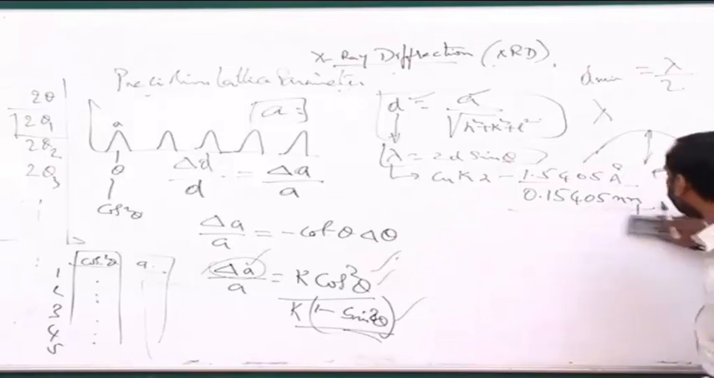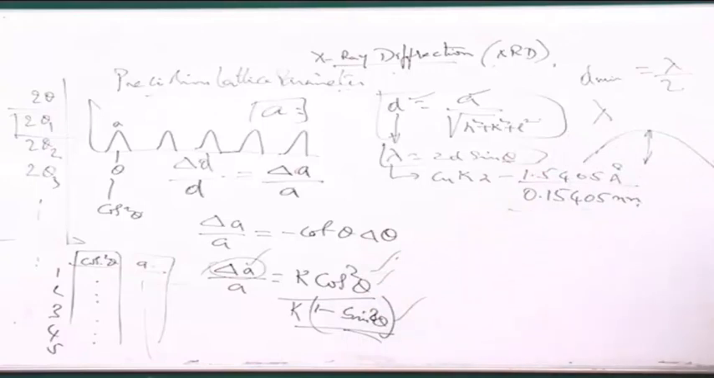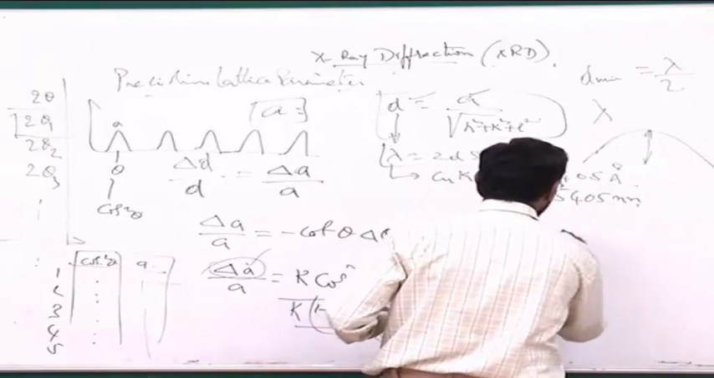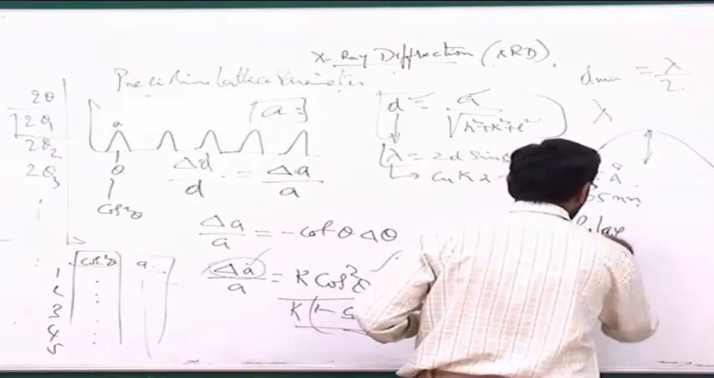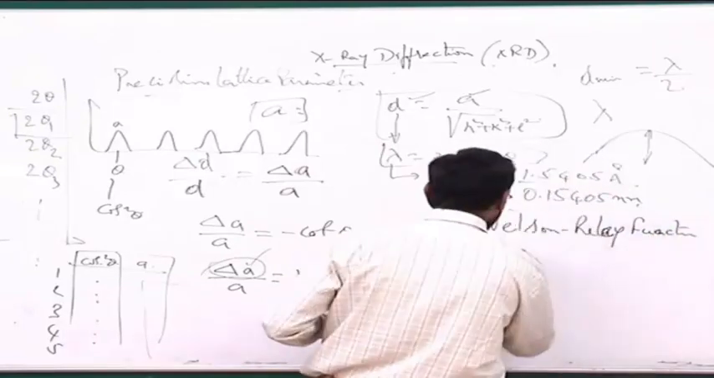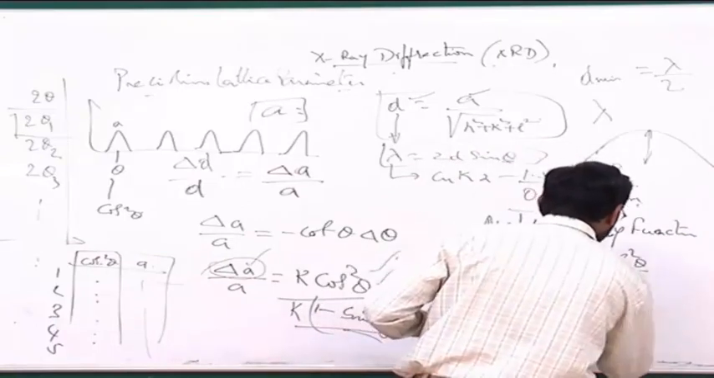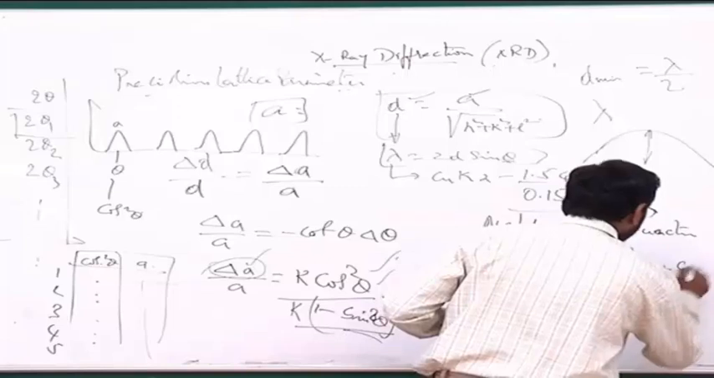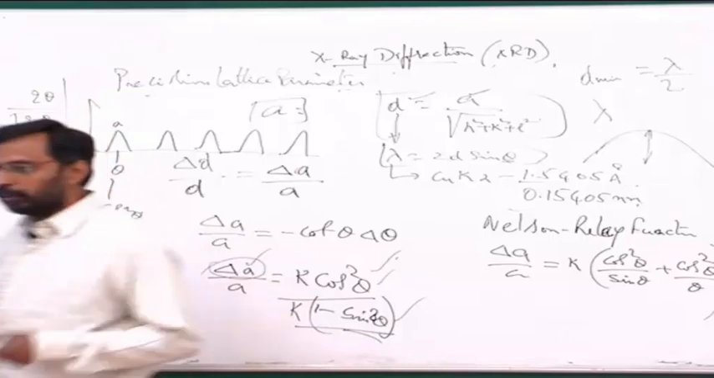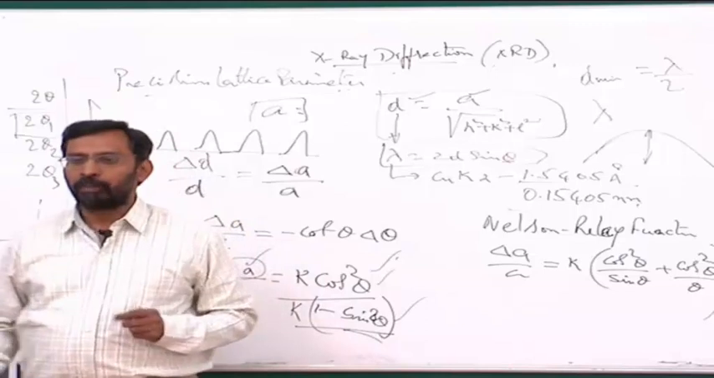Of course, all these that people have found are more suitable if you are using higher angle peaks. So people have come up with another function called the Nelson-Riley function, where they have found that delta A by A is given as some constant times cos square theta by sin theta plus cos square theta by theta. Again, a little more complicated function, but they said that this particular function gives you much more accurate lattice parameter than anything else.